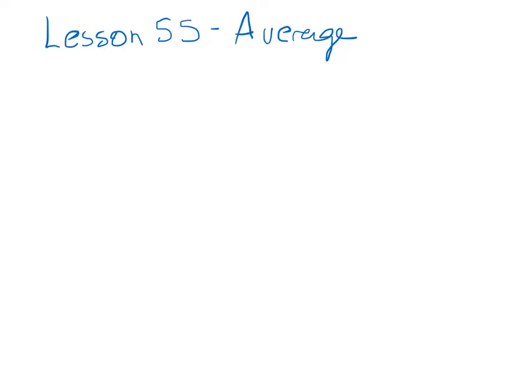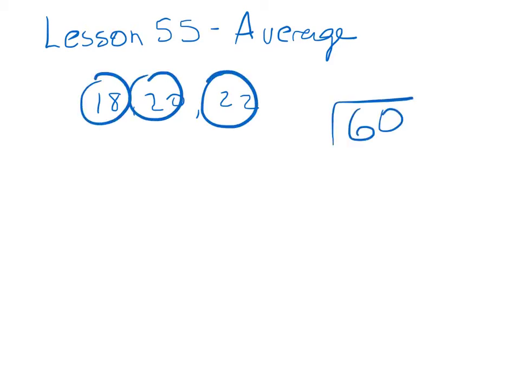All right, 7th graders, lesson 55, average part 2. We know that we can find the average of a bunch of numbers by adding them up. So in this case, we'd have 60, and then there's a total of 1, 2, 3 numbers, so we divide by 3. Therefore, we can get our average.